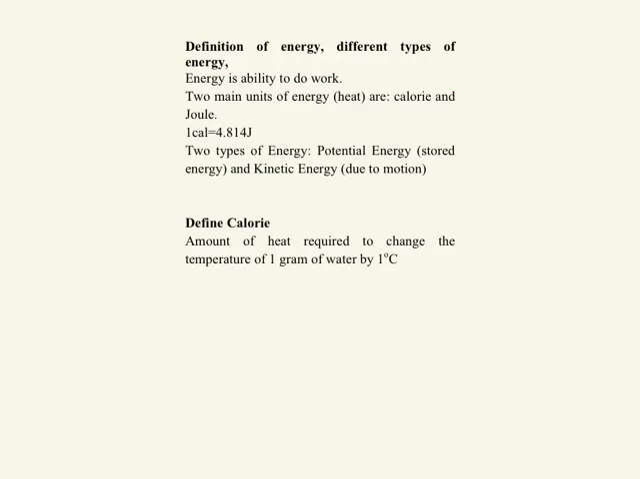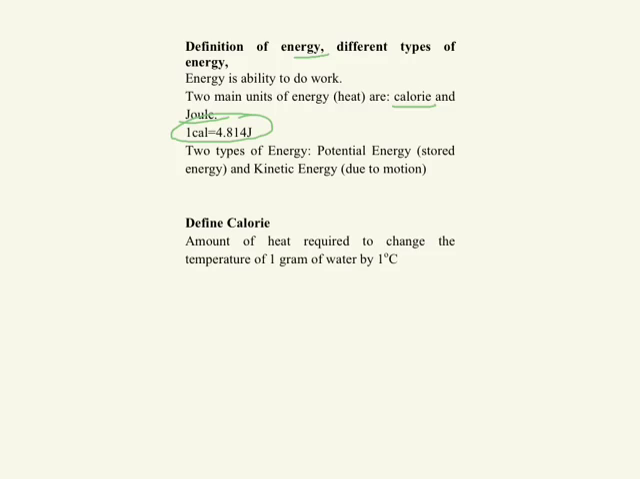Let's talk about the next concept, which is energy. What is energy? Energy is the capacity or the ability to do work. There are two main units of energy we're going to use in this chapter, calorie and joule. And you need to know the relation between these two units: 1 calorie equals 4.184 joule.